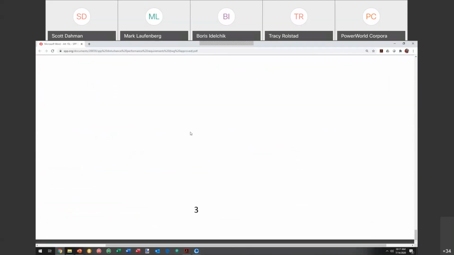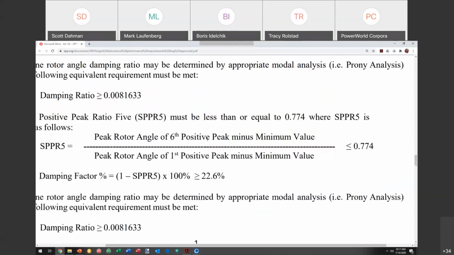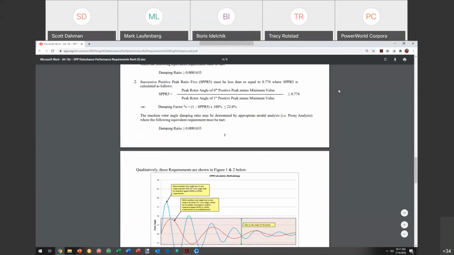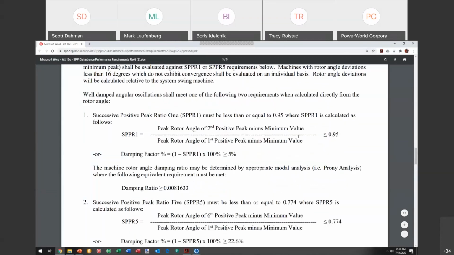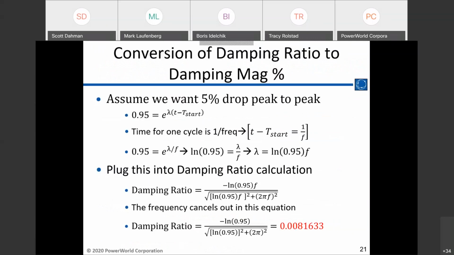Let me go look at their requirement here. They say it has to drop to 0.95, so a 5% drop. They do make a mention that, hey, when you're doing modal analysis, Prony analysis is one way to do that. So we'll talk about that in a moment. It says, hey, that damping ratio is 0.008, corresponds to 5%. And I just went through a little math to show you that on this slide.